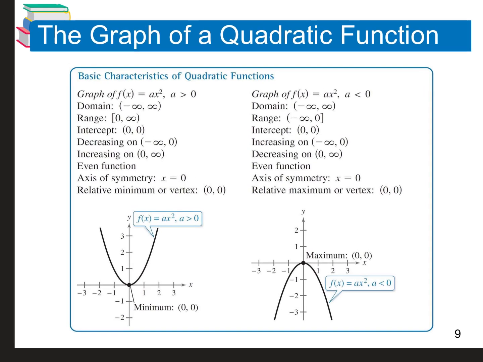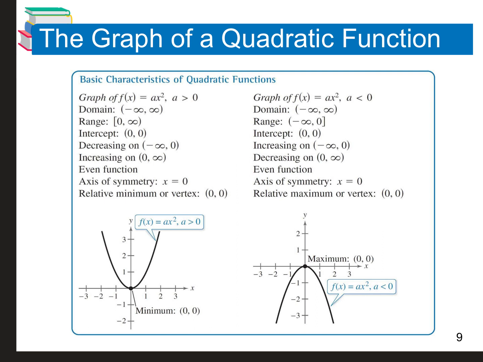Okay, so now we look at this, and you guys are like, oh my gosh. All right, we're going to talk a little bit about the parent function. When I say parent function, this graph right here is f of x equals x squared, or negative x squared. Which one is the positive one? The one on the left. Which one is the negative one? The one on the right, okay?